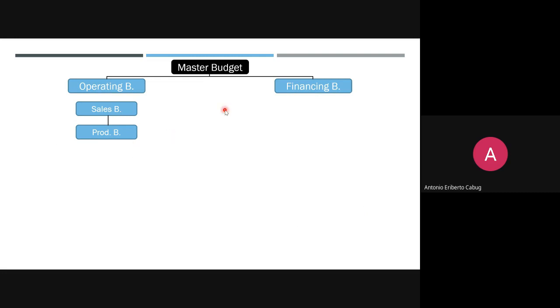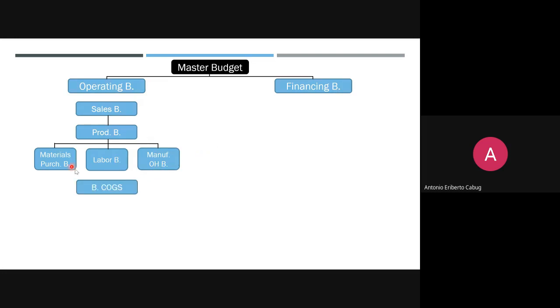When we prepare the production budget, we may now prepare as well the material purchases, labor, and manufacturing overhead budget. Now, when you have the cost per unit of production, you may multiply the unit cost by the number of units to be sold. So budgeted sales units times the unit cost per product, you will have the cost of goods sold.